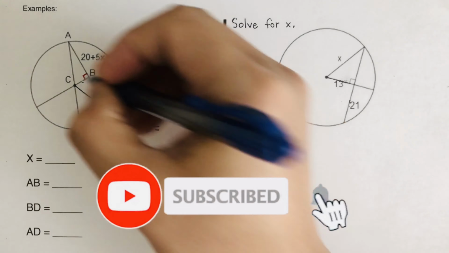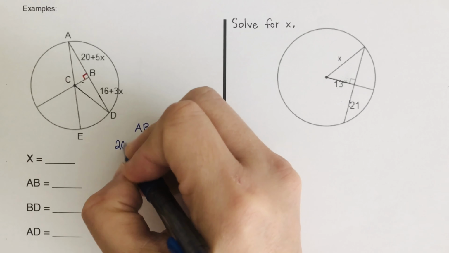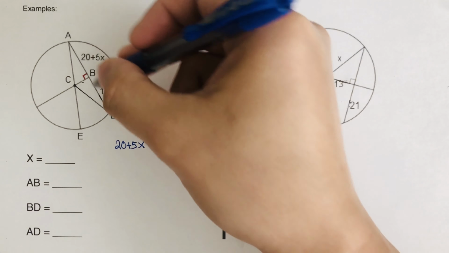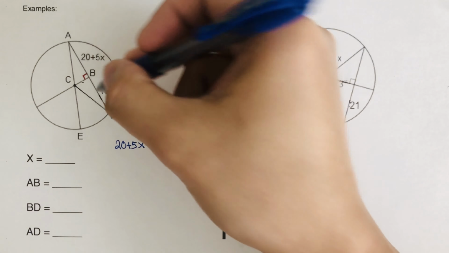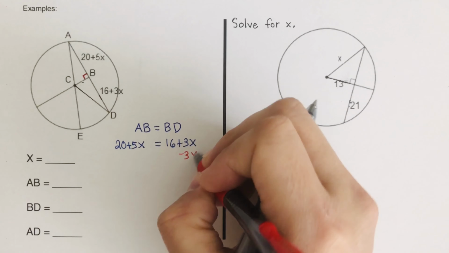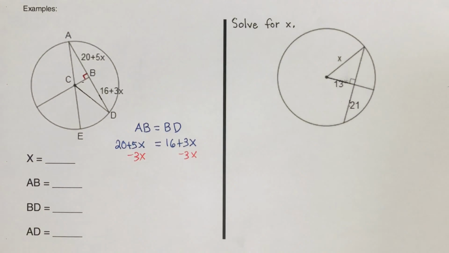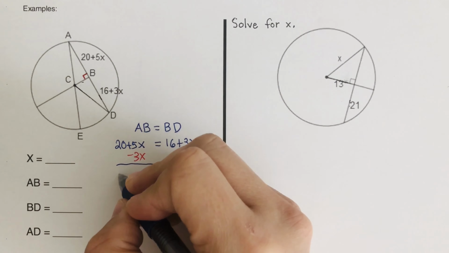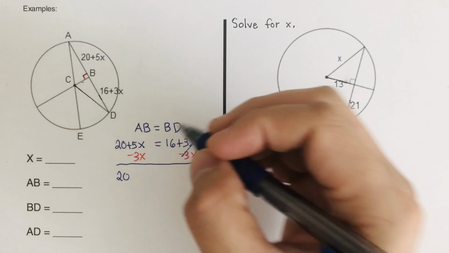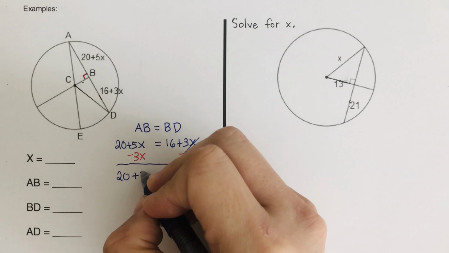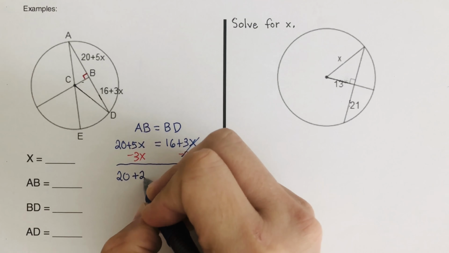So AB is 20 plus 5x equals BD, which is 16 plus 3x. So from here, we can subtract 3x from both sides. So minus 3x here, and then we can cross the 3x out. So we get the 20. 5x minus 3x is 2x. So that's 2x equals 16.